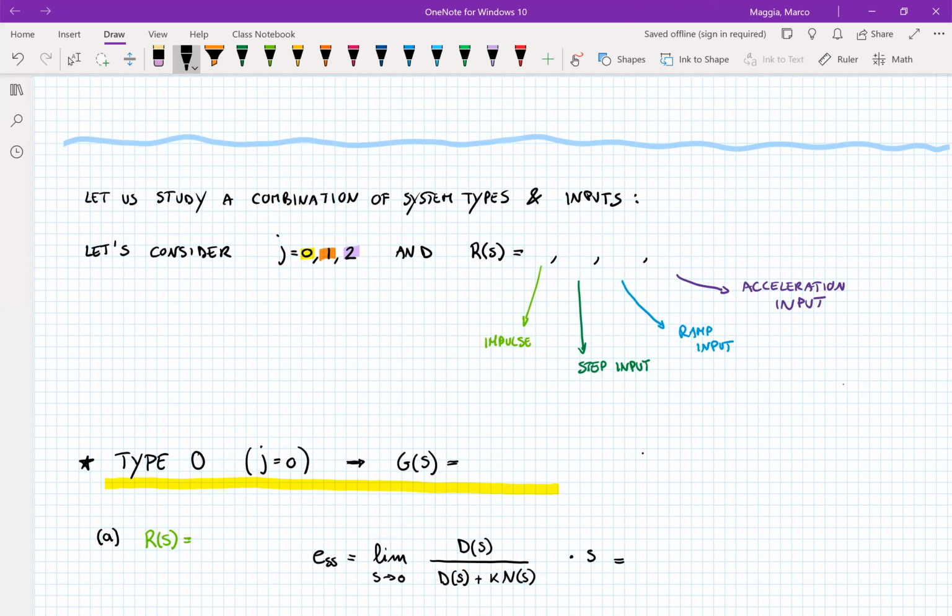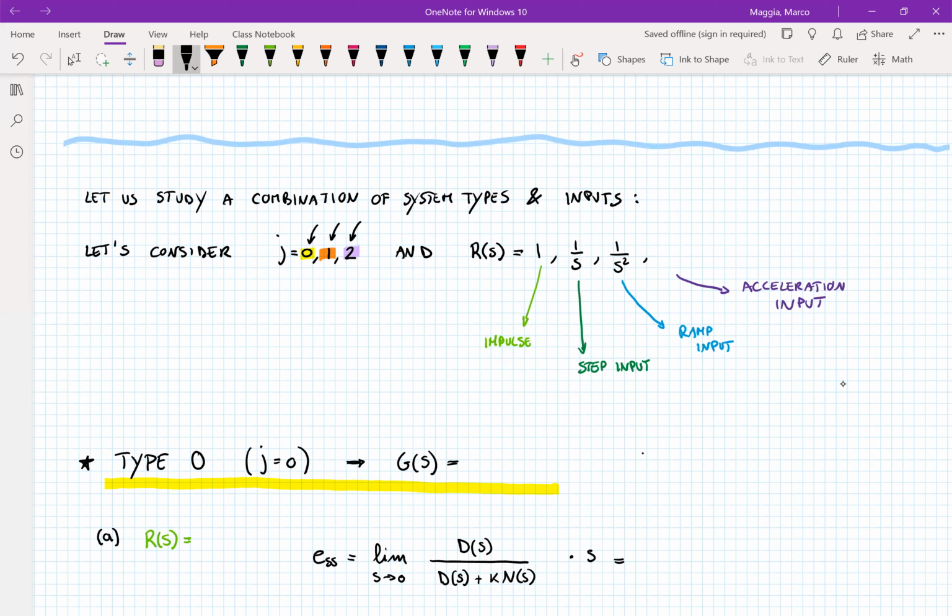Here I'm going to consider just a few inputs and only 3 types of systems. So we're going to consider systems of type 0, type 1, and type 2, and we're going to combine them with an impulsive input that in the S domain is simply equal to 1, with the step input, that is a constant input in the time domain, but in the S domain is equal to 1 over S, a ramp input, a linearly growing input, so R equals T in the time domain, but in the S domain that is equal to 1 over S squared.